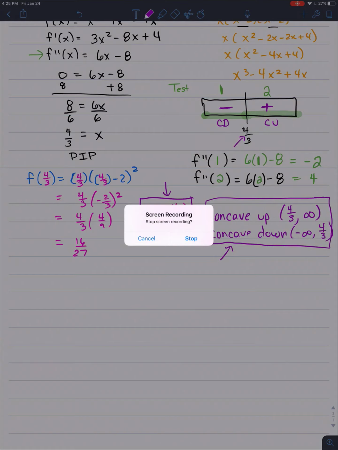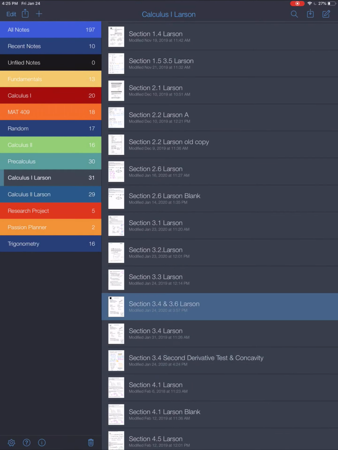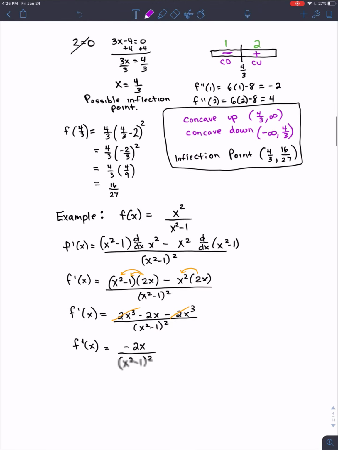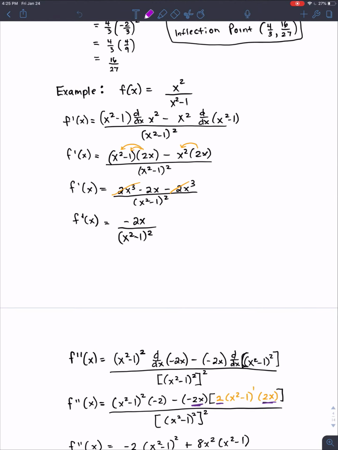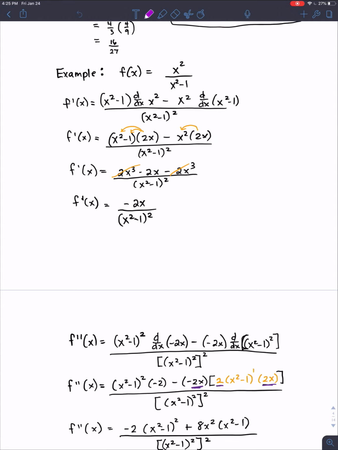Alright, for the next example, I'm just going to walk you through this one. First off, it's a little bit tedious because doing the derivatives takes a little bit of time, since it's quotient rules. So for this next one we have x squared over x squared minus 1, and I'm just going to walk you through it because we've done this a ton of times.